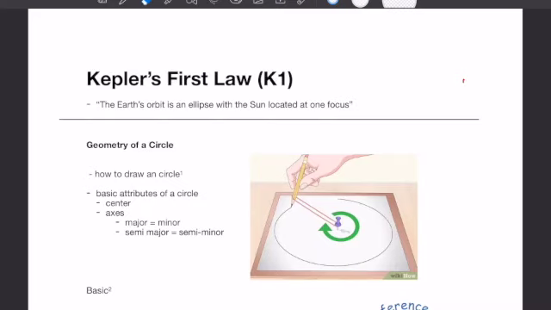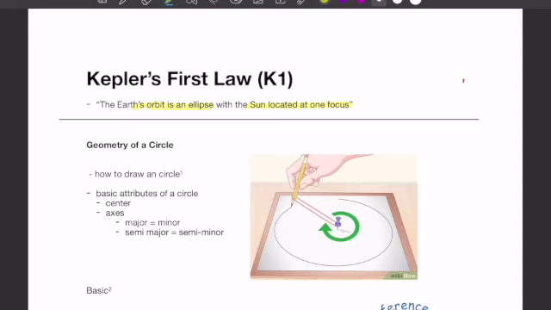Kepler's first law. Simply put, Kepler's first law states that the Earth's orbit is an ellipse with the sun located at one focus. So that's a simple statement of it. Over the next two lessons, we are going to talk more about what that means and go over some of the geometry associated with this.